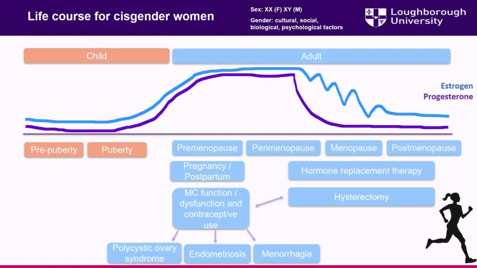So you'll see cyclical variations in hormones such as estrogen and progesterone across the menstrual cycle. You might see chronically low estrogen and progesterone levels, for example, with contraceptive use, and you might see supraphysiological levels of these hormones, for example, during pregnancy. So even this doesn't really capture what would go on in an adult female.